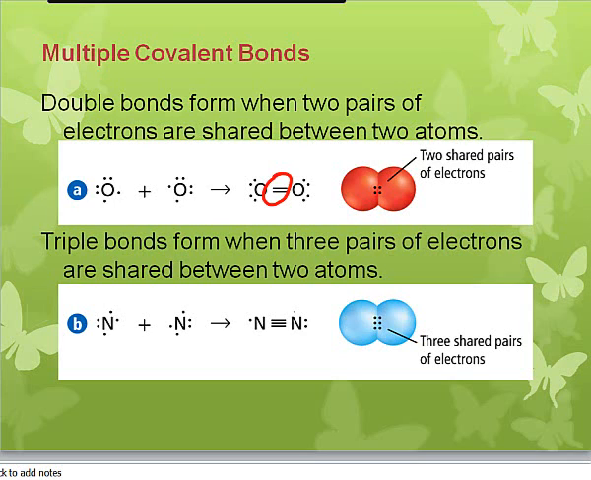And your double bonds have a sigma bond, which is the first one. This one right here is a sigma bond, and the second bond is called a pi bond. So when you see a double bond, you have one sigma and one pi.